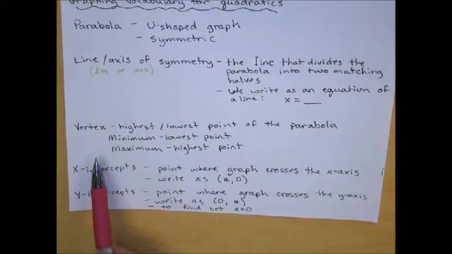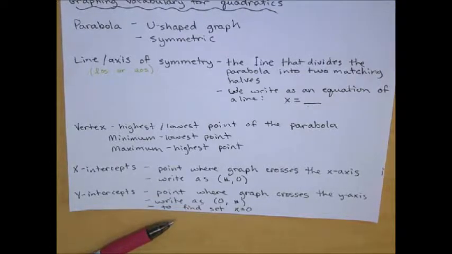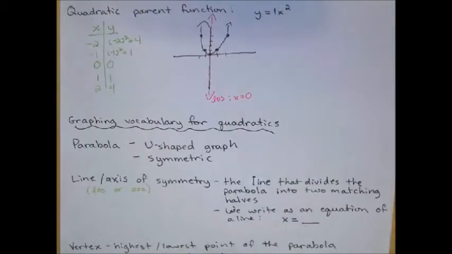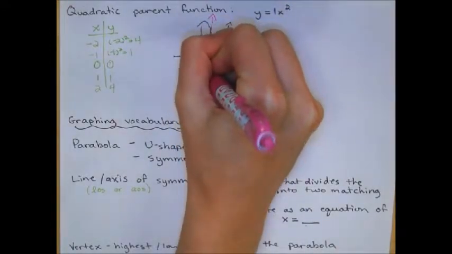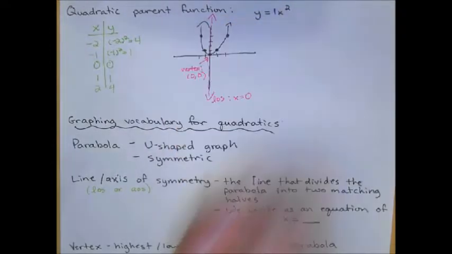Our vertex is our highest or lowest point of the parabola, and we can have a minimum, which is the lowest point, or a maximum, which is the highest point. If we look at our parent function, our vertex is right here. It is 0, 0.